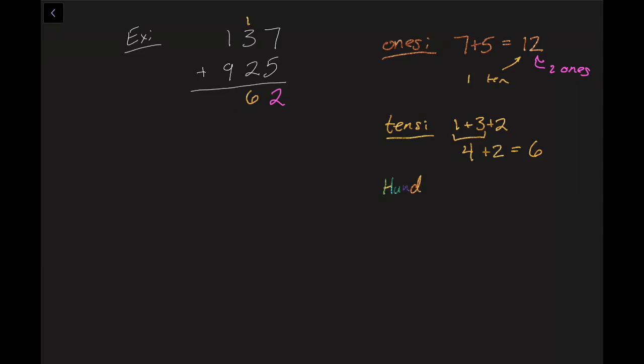Now finally, we'll look at our hundreds place. So in our hundreds place, we have 1 plus 9, and that is 10. So that means we have 0 hundreds and 1 in the next place after the hundreds, which is the thousands. So we have no hundreds, and we have 1,000. So let's go ahead and put that 0 in the hundreds place and add the 1 to the thousands place.